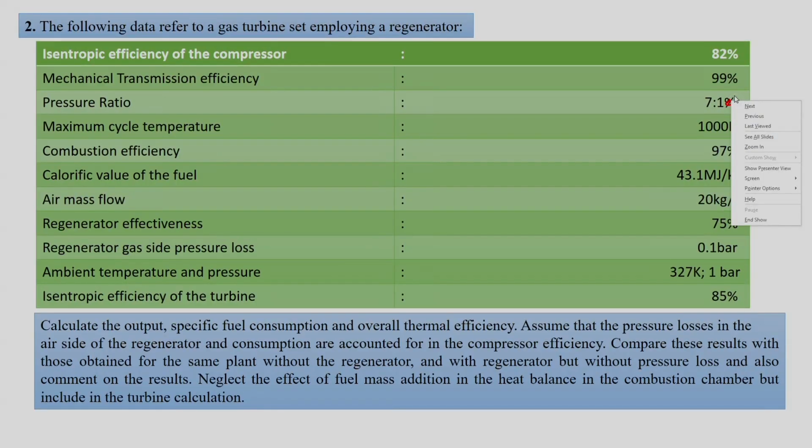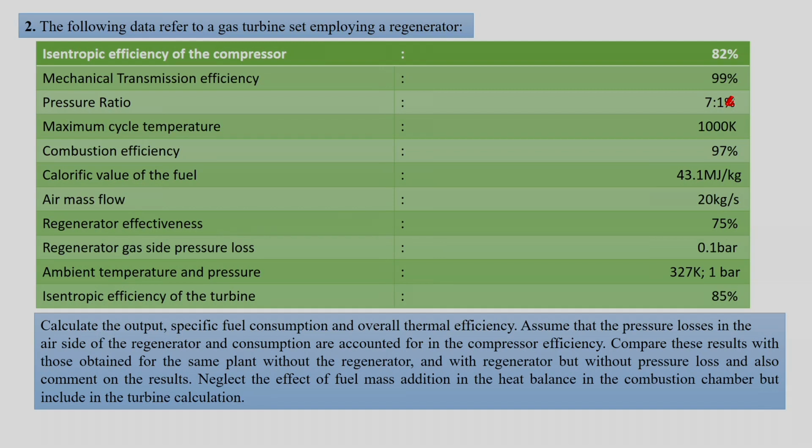Isentropic efficiency of compressor is 82%, mechanical efficiency of transmission is 99%, pressure ratio is 7:1, maximum cycle temperature is 1000 Kelvin, combustion efficiency is 97%, calorific value of fuel is 43.1 megajoule per kg, air mass flow rate is 20 kg per second, regenerator effectiveness, regenerator is a heat exchanger and its effectiveness is 75%.